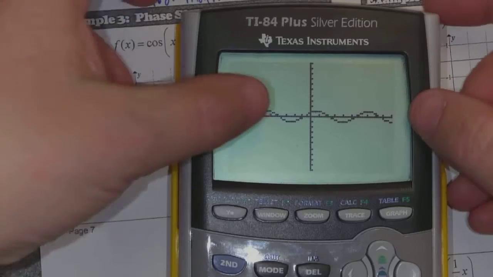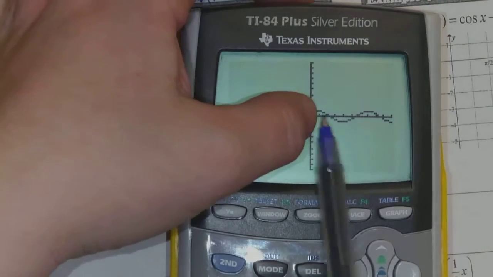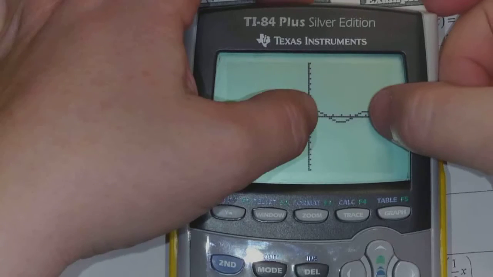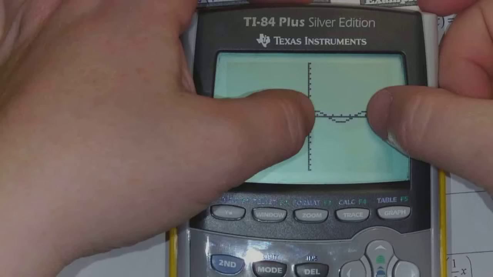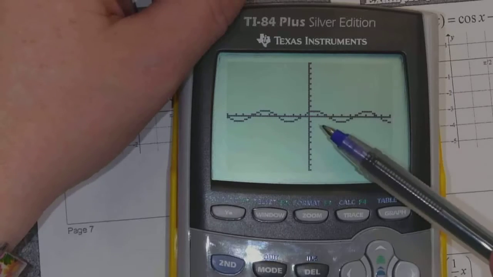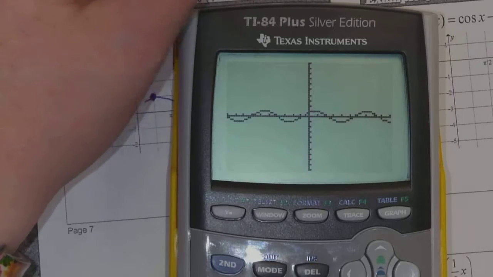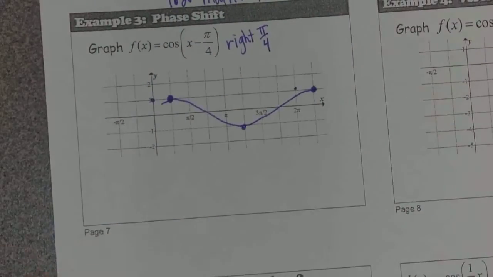So the cosine graph normally starts at 0. This one doesn't start at 0 though. It starts over at pi fourth like it's supposed to, and it ends over here. So we did graph that correctly. It's kind of hard to tell on your graphing calculator that it's counting by pi fourth most of the time, but just kind of keep that in mind, okay?